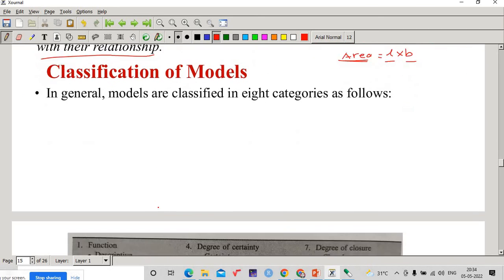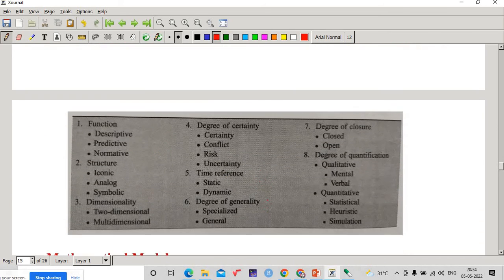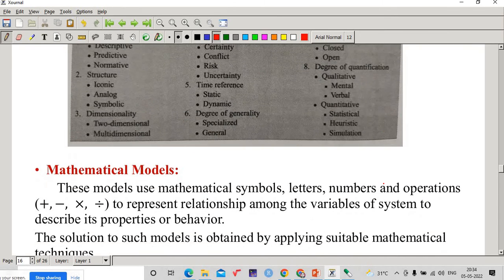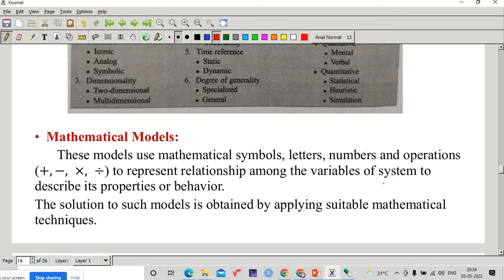Classification of model is also important to understand. So these are the variety of classifications we are having in terms of model. I am just going to explain here mathematical model. Many further models also can be described very effectively. Please refer to the textbooks for the same.